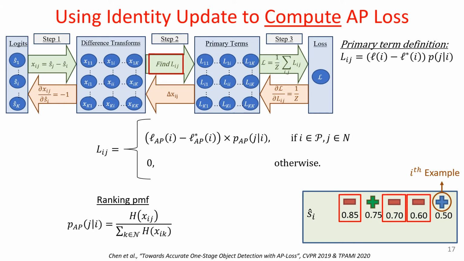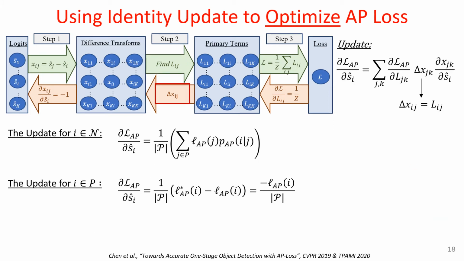In such a way, the primary terms as the pairwise errors can be obtained and the loss value can be computed. Note that obtaining primary term using its definition is significantly simpler compared to deriving it. Finally, for optimization, we replace the non-differentiable part by primary terms and simplify the expressions for negative and positive examples. In such a way, we obtain the update expression of the loss function with respect to the logits, concluding the derivation of AP loss, computation, and optimization using identity update.